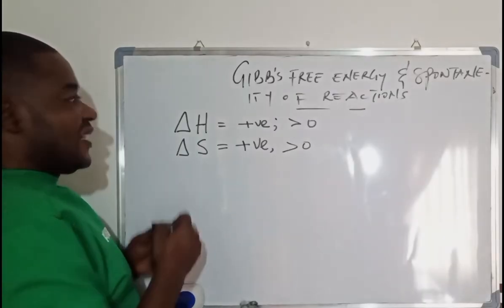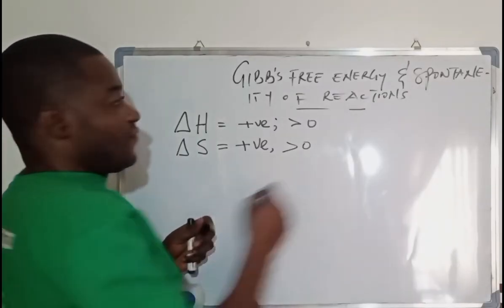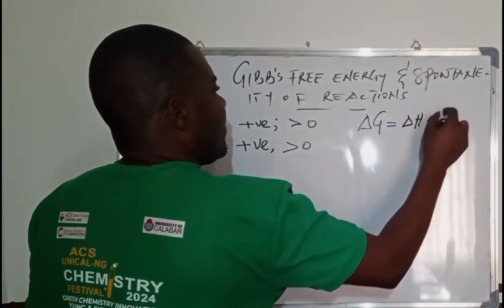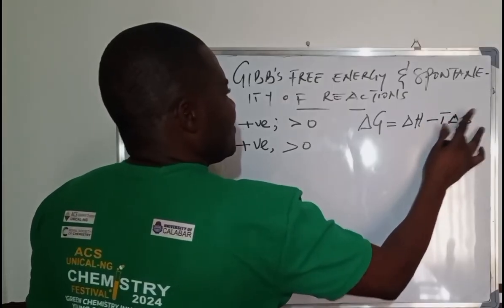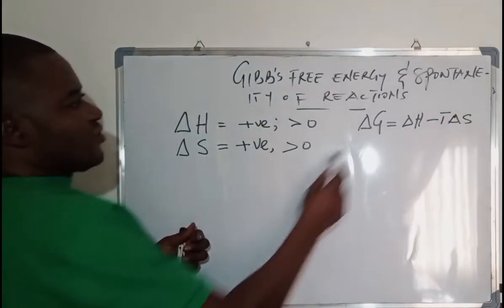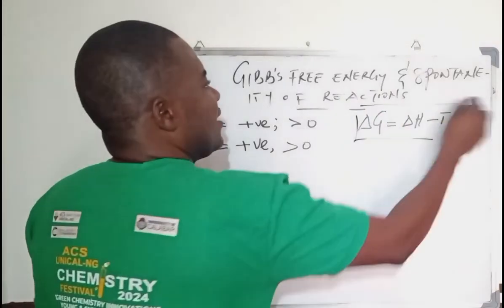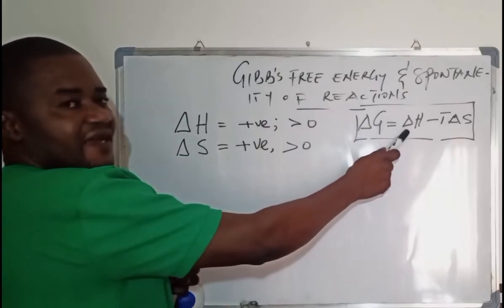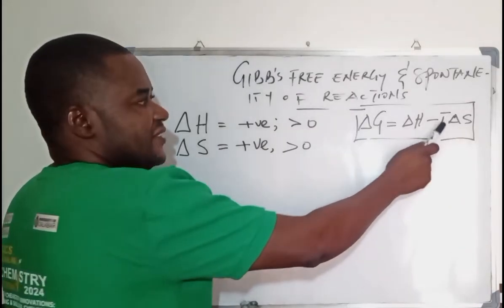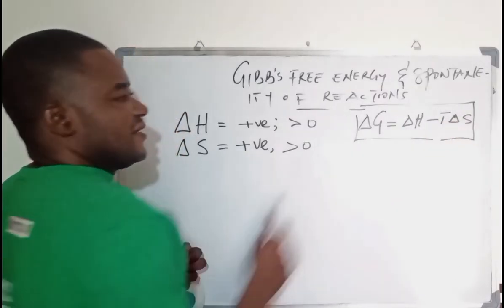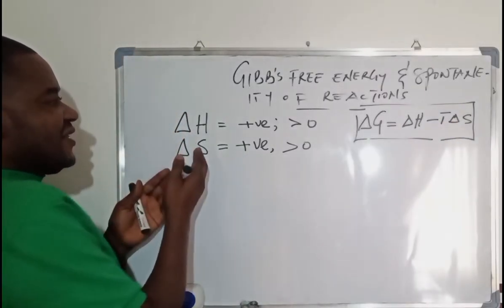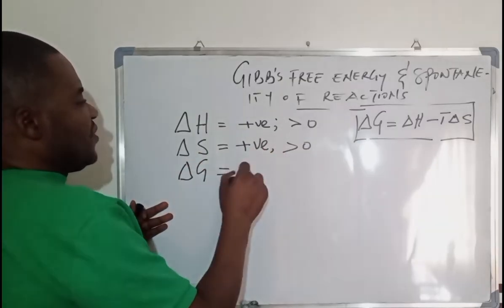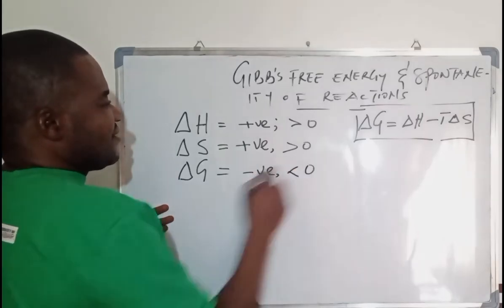Do you know that if you follow the conventional equation for the Gibbs free energy, which says delta G equals delta H minus T delta S, where delta H is the heat change, like enthalpy, T is the temperature, and delta S is the change in entropy, if you fit these figures into this equation, you will see that your delta G will be negative. That is, less than 0.